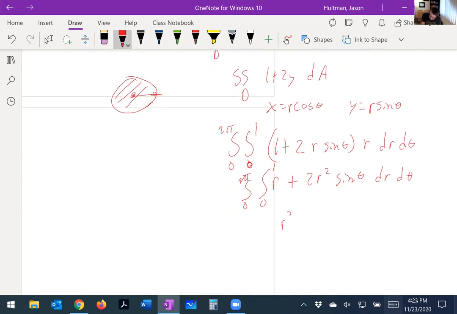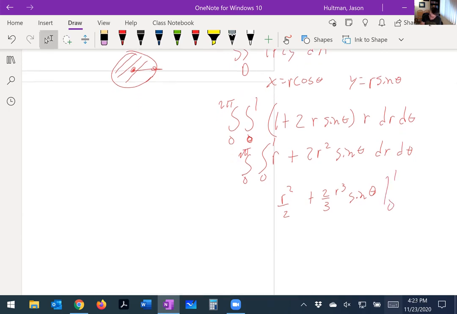So this is r squared over 2 plus 2/3 r cubed sine theta, and we're going to evaluate that from 0 to 1. That's easy. This just becomes 1/2 plus 2/3 sine theta.